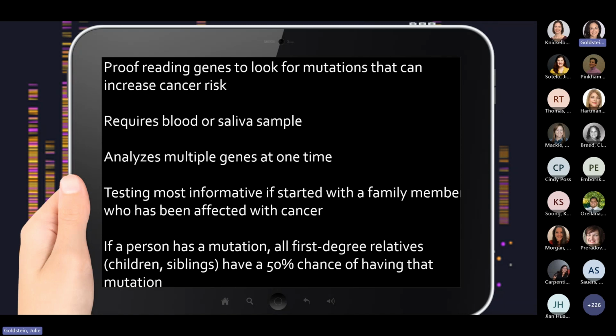This type of testing is most informative if starting with a family member who has been affected with cancer or other signs of an inherited cancer syndrome. That's not always possible, but that's the ideal situation. If a person in a family has a mutation, all first degree relatives or children, siblings have a 50% chance of having that same mutation.